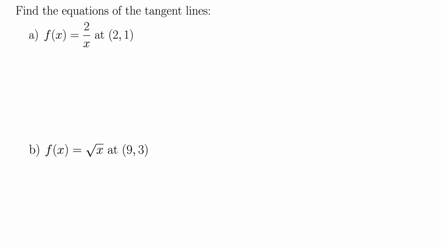This example asks us to find the equations of the tangent lines to two different functions. The first one is f of x equals 2 over x, and we're interested in the equation of the tangent line at the point (2, 1). Well, when all is said and done, the tangent line is still just a line, so let's bring up the equation of a line.